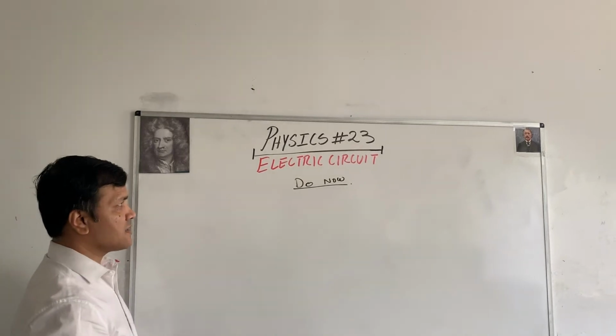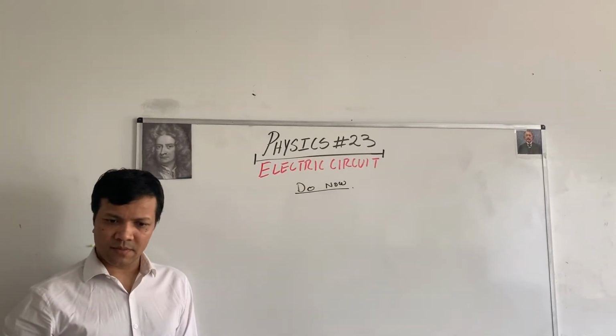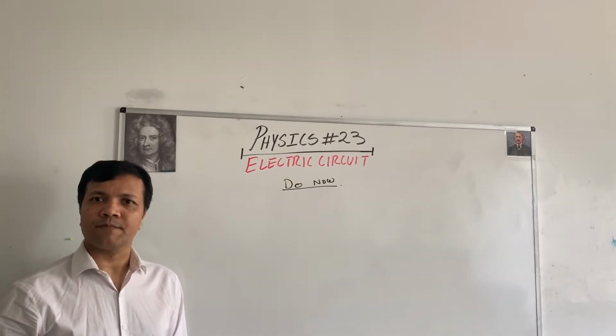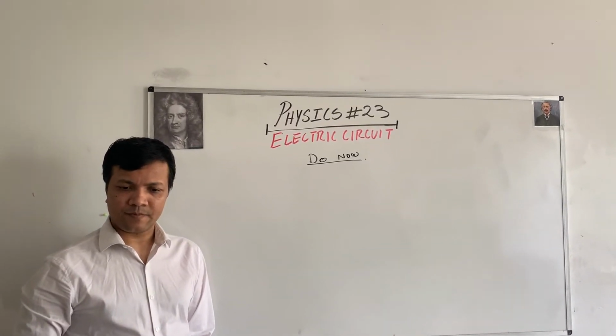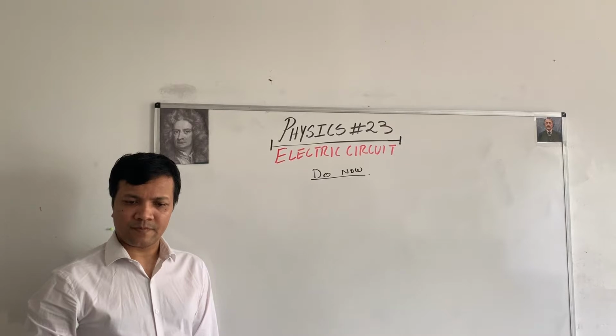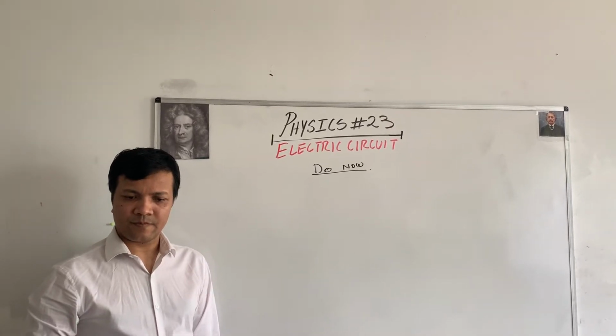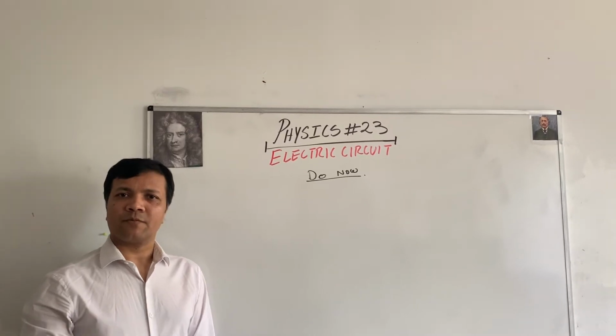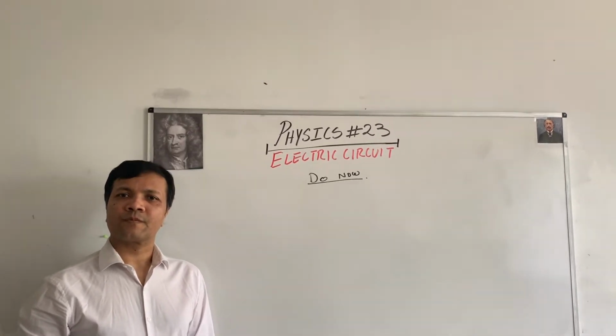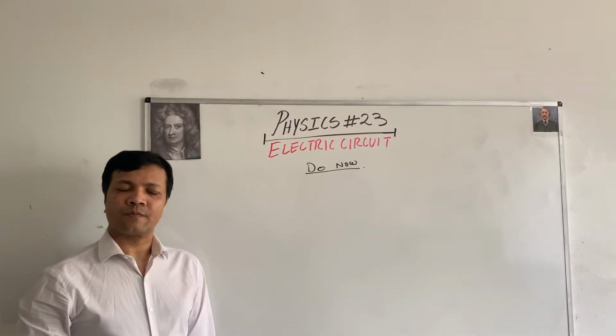So what is an electric circuit? Can you give me some idea? Electric circuit is maybe the flow of charges through two terminals, one positive, one negative. What about you? I agree. The electrons go from positive to negative.